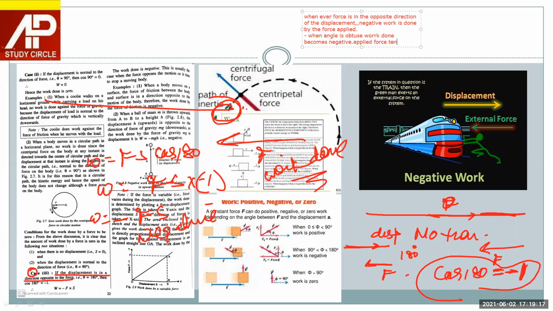The applied force tends to stop the motion of the object. The body tends to stop after that. I hope I'm clear to you all about this. So this is how the directions of force and displacement work. You apply brakes, you stop the ball. A ball is rolling on the ground and it stops on its own. How does it stop? By the force of friction. For example, force of friction.